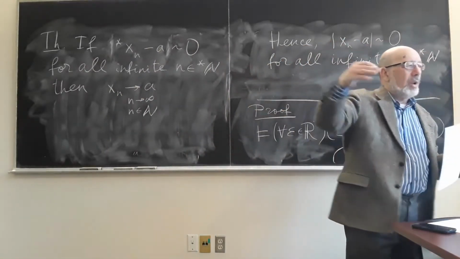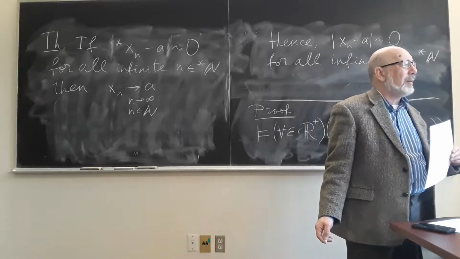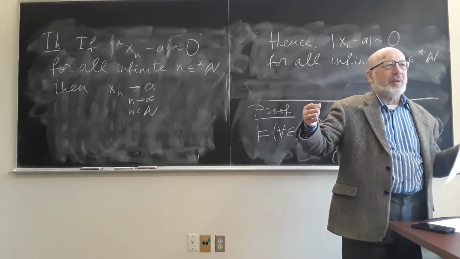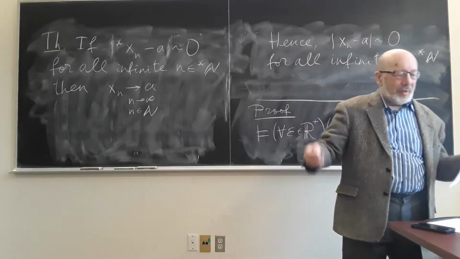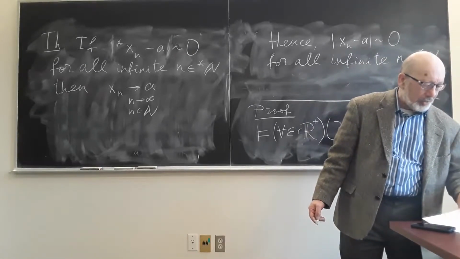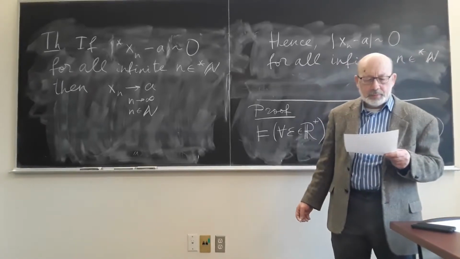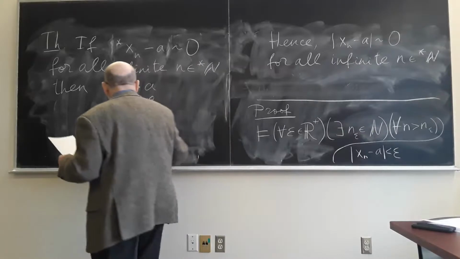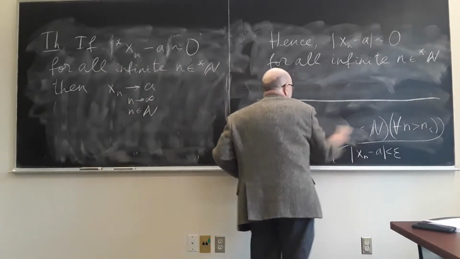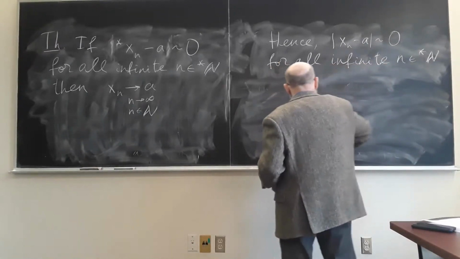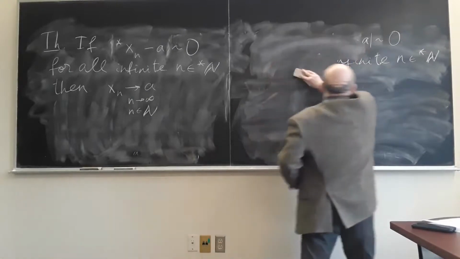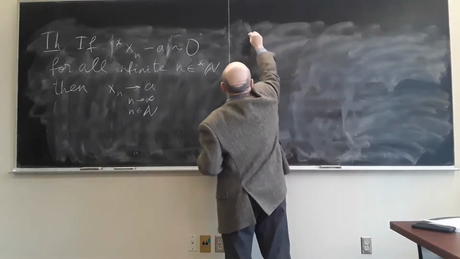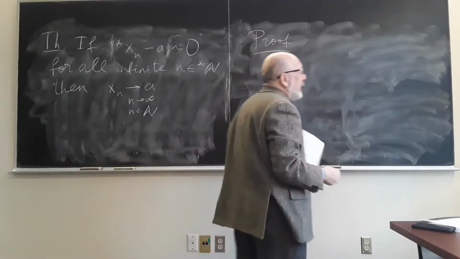In the standard model, all terms of this sequence are infinitesimal for infinite numbers. Then the original sequence goes to A. So it works in both directions. Now, the proof of this looks as follows.